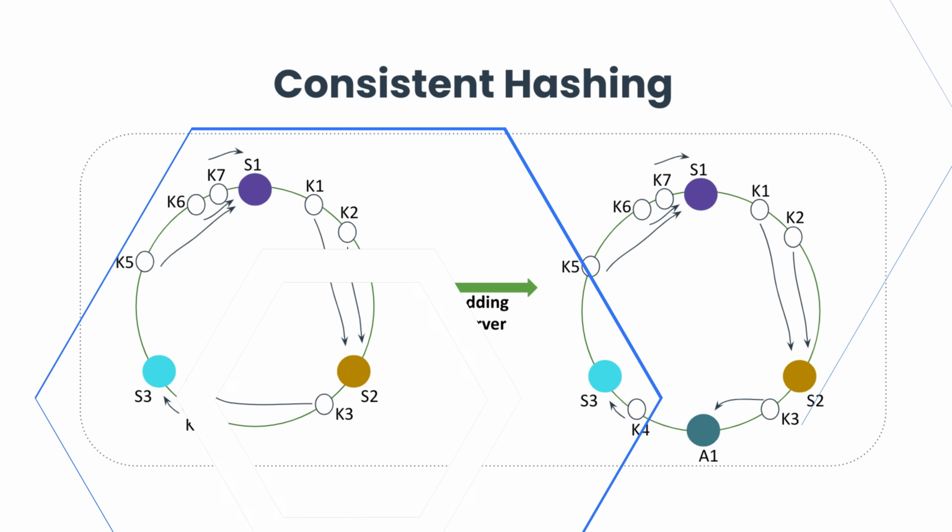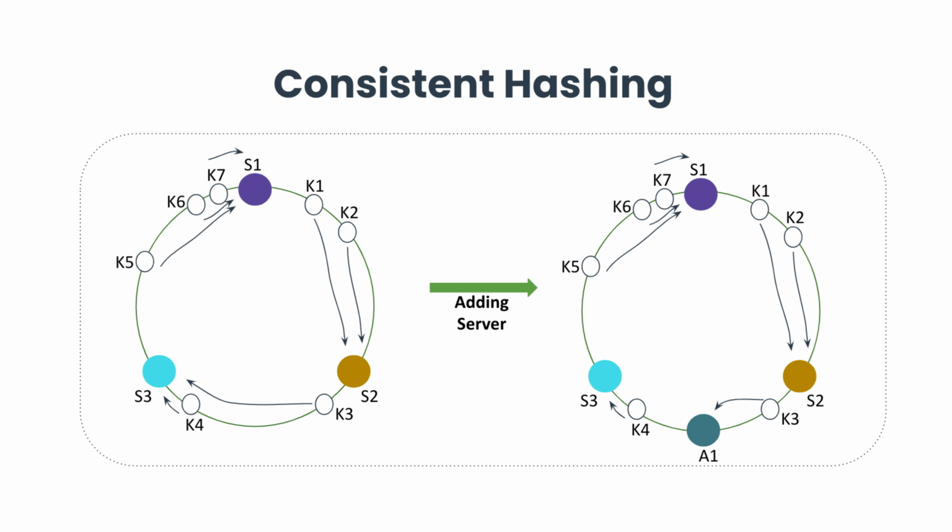Let's talk about adding a server. If we add a new server, only keys between the new server and the first available server in the anti-clockwise direction would be reassigned. Here we are adding a server A1 between S2 and S3. Then all the keys that are in between S2 and A1 would be assigned to A1. All other keys would not be changed.